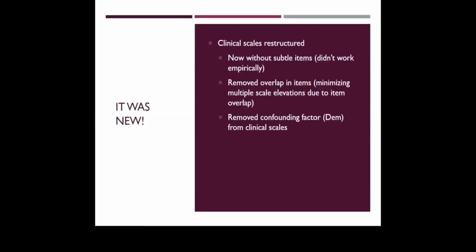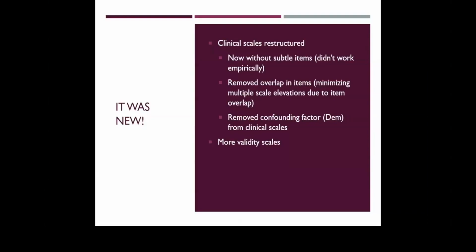These clinical scales, as I said, were restructured. And what happened with all that new empirical reevaluation that I was just talking about meant that there aren't subtle items anymore. They didn't work empirically. So now it is really more content valid, although that was based on empiricism. They removed the overlap in the items on the different scales, which minimized multiple scale elevations due to that item overlap. And they have a new clinical scale, demoralization, that was a confounding factor on the old clinical scales, but now stands as a scale of its own.